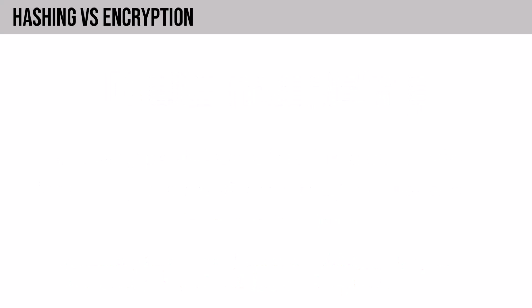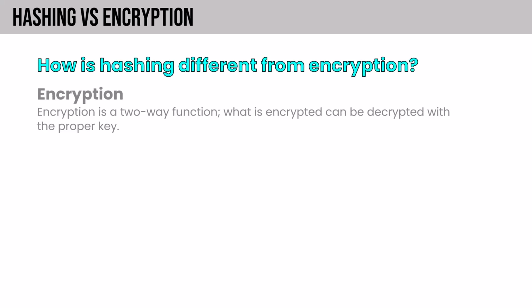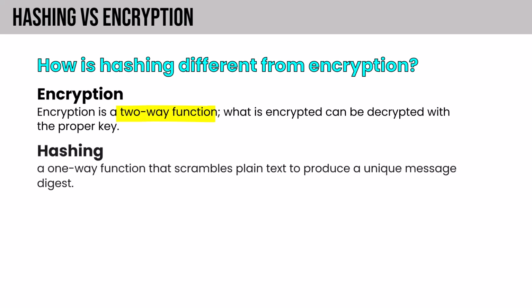Next, we have hashing. I think it helps to compare hashing to encryption to really appreciate the difference. So encryption is a two-way function. What is encrypted can be decrypted with the proper key, where on the other hand, hashing is a one-way function that scrambles plain text to produce a unique message digest, a hash. And there's no way to reverse a hash if properly designed.